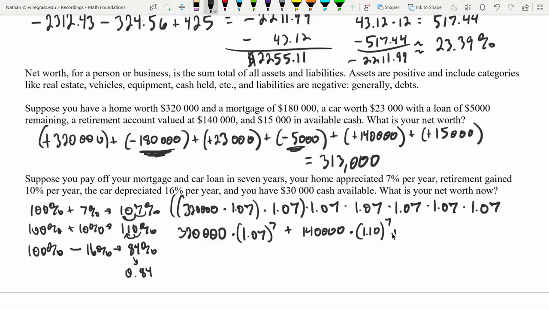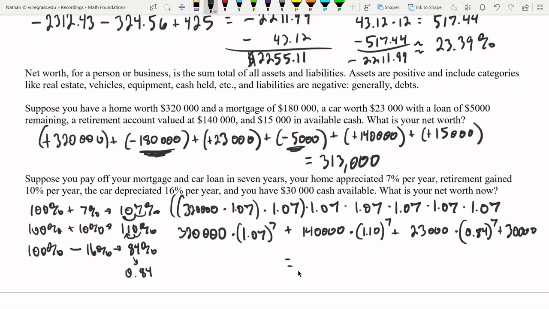So the car is actually depreciating in the same fashion. It's going to be 0.84 to the power of 7. And that will actually show the car value going down every single year. Finally, the last thing we have here is 30,000 in cash. So we're just going to add on this 30,000.